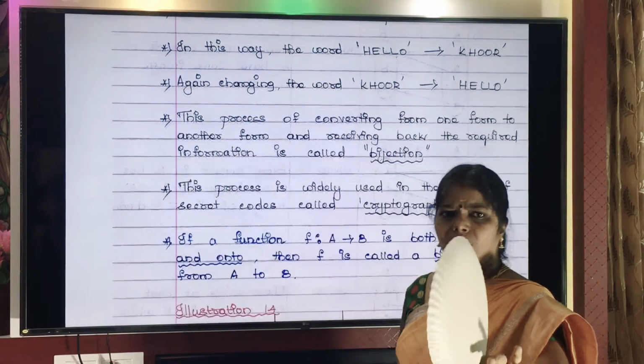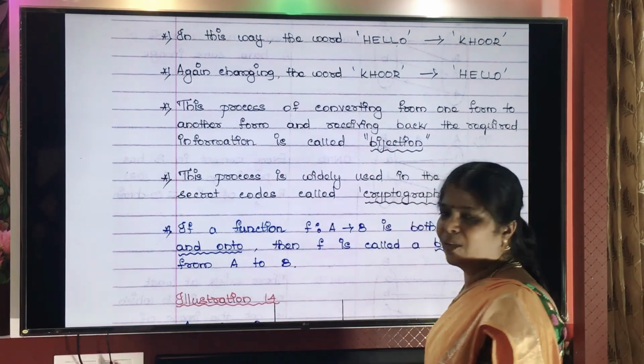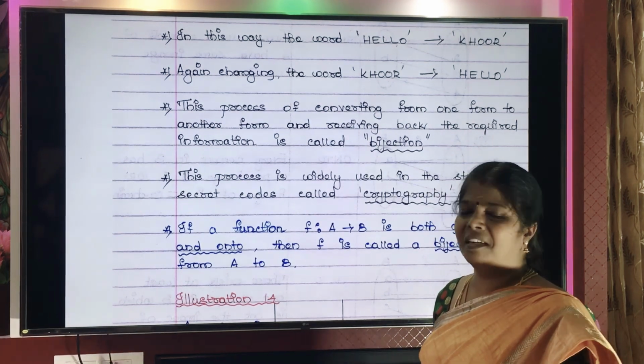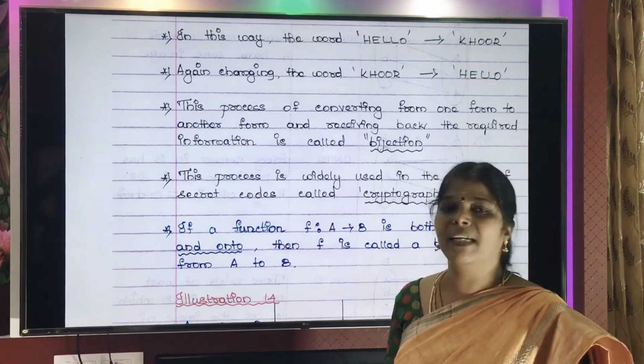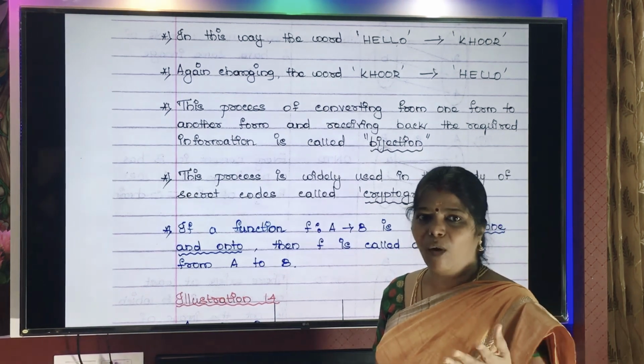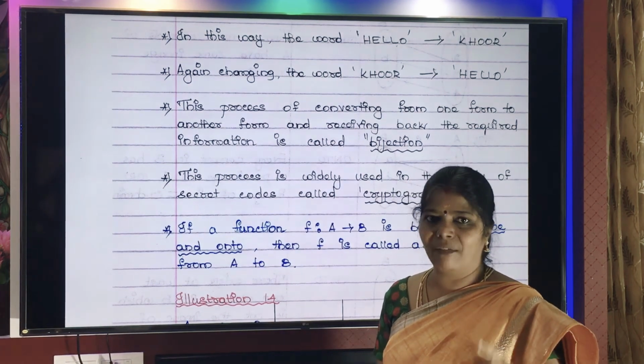Not that you need to give only as it is given here. You can develop your own secret codes. Why don't you try with your friends? Use some colors or some symbols, emojis, icons, something like that, and try to communicate with your friends. You will have a good time.